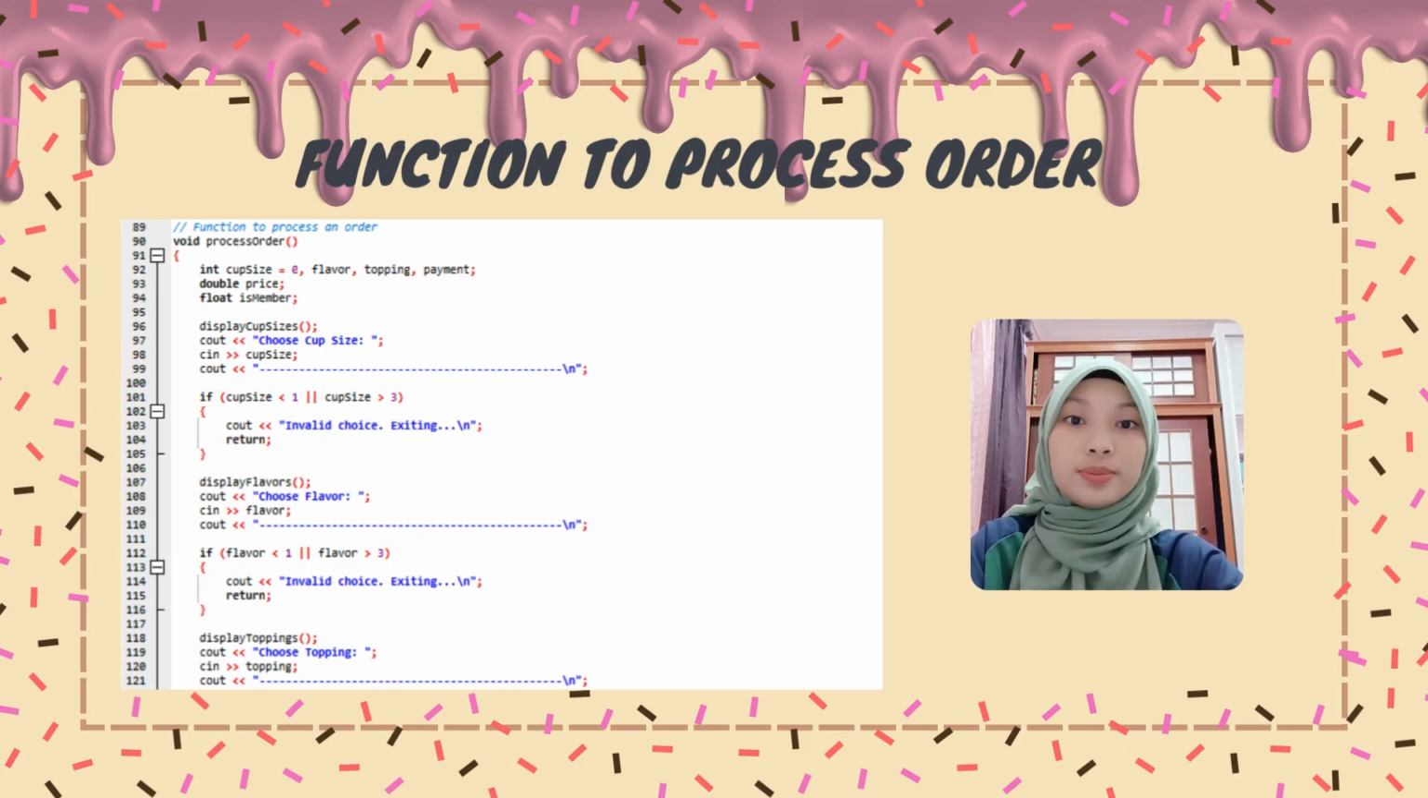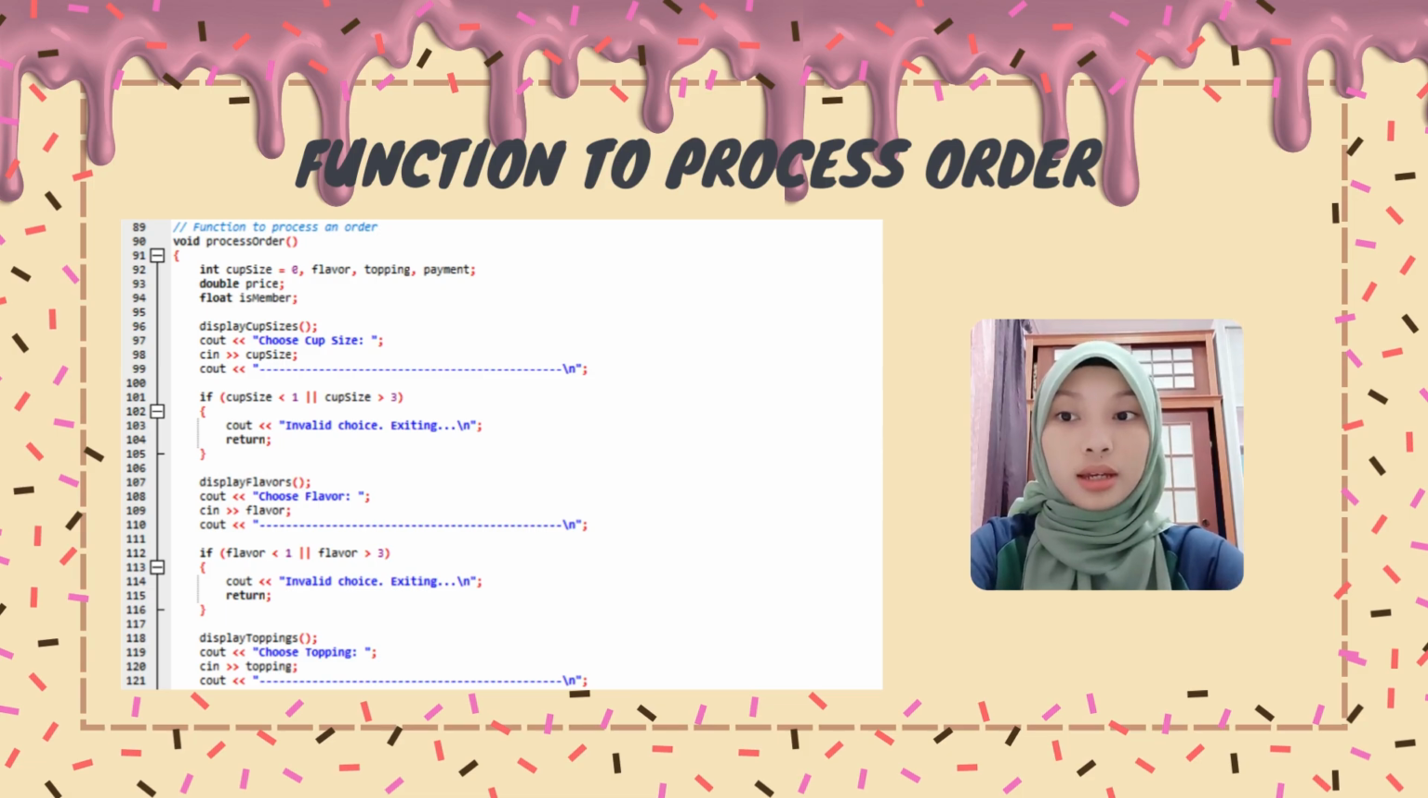Next, for display flavors, the system will display "choose flavor", and the user needs to choose the flavor, either 1, 2 or 3. Same goes for the cup size. If the user inputs an invalid choice, which is 4, 5 or 6, the system will display "invalid choice, exiting".